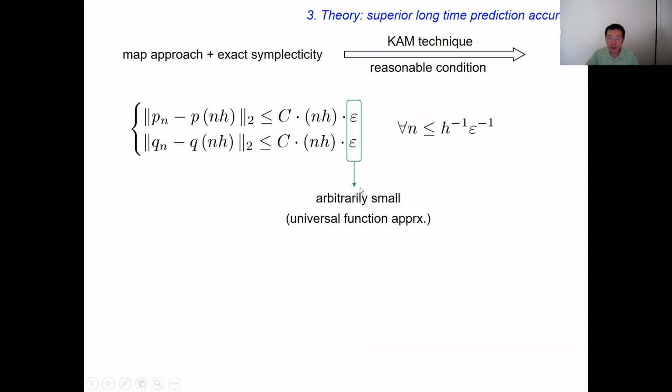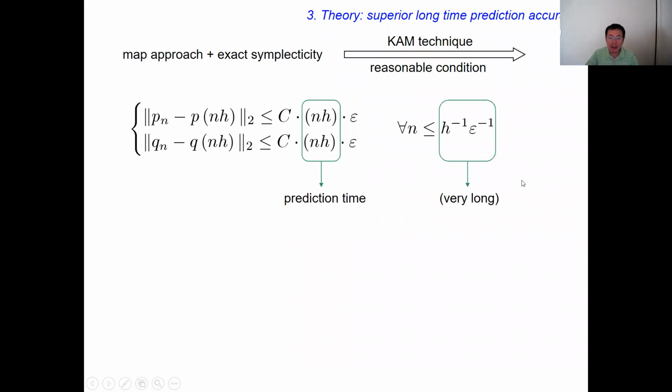That's basically how good your neural network can approximate a function. And you have something called the universal function approximation theory, which says that if your neural network is large enough, you can make epsilon arbitrarily small. And in addition, these things are pretty important because n is the number of steps of prediction, and therefore n times h is the prediction time in physical time.